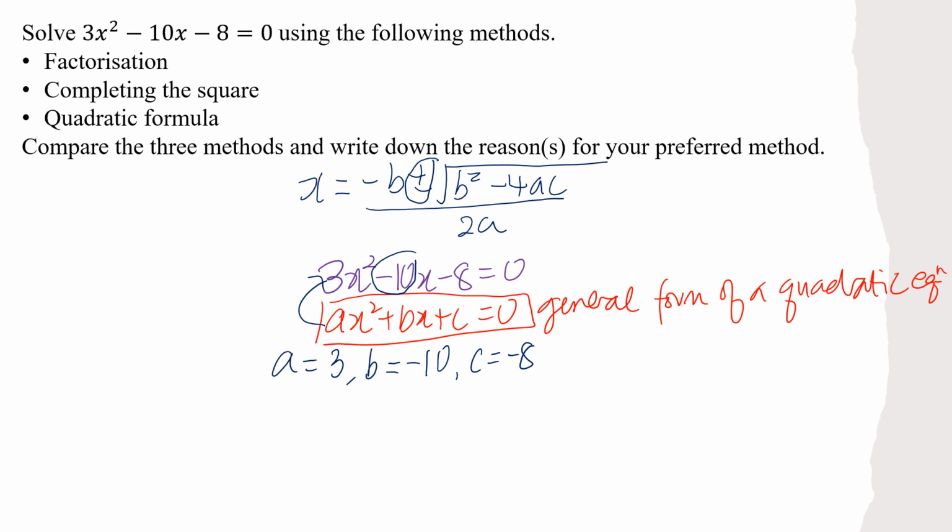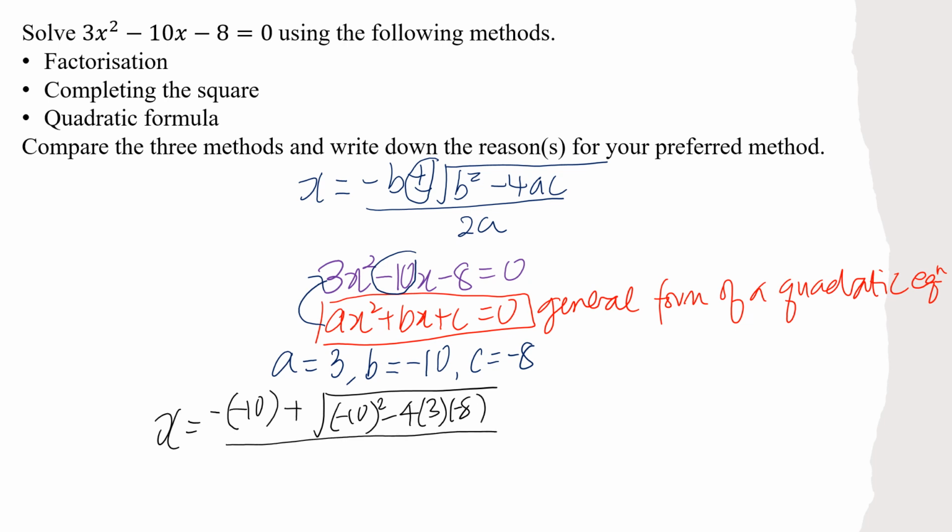Okay, having done all this, we can now substitute into our formula. So x equals to negative bracket -10. Okay, -10 is a negative number, so you need to bracket it. So there are two answers, right? One is positive, bracket it again, -10 squared minus 4 bracket 3 bracket -8, over 2 bracket a, which is 3. Right, if you use a calculator to work this out, you should get 4. You can use the fraction symbol in the calculator.